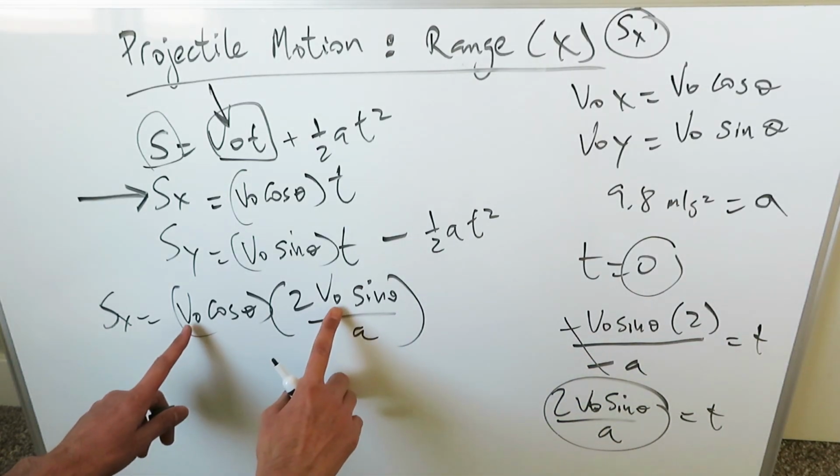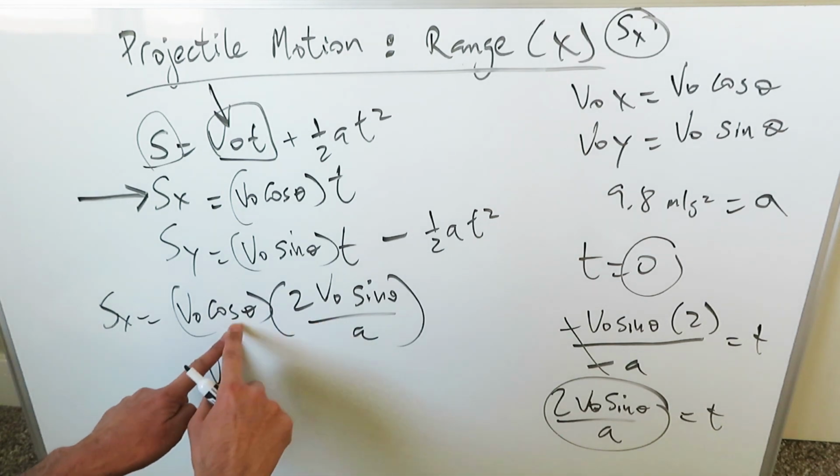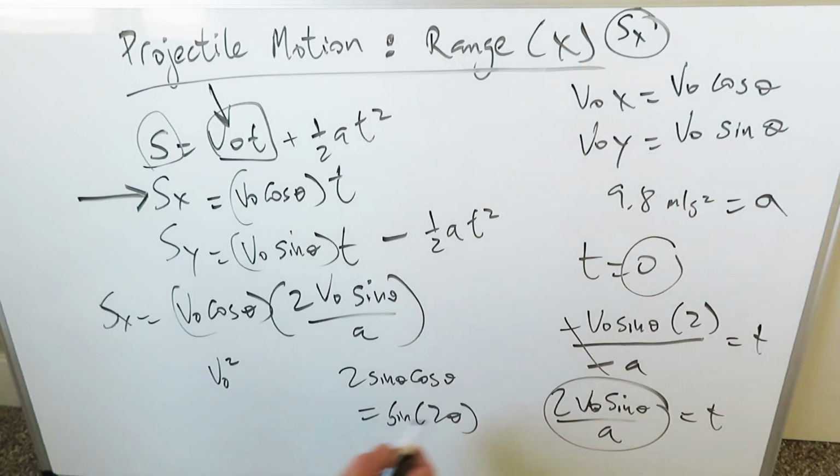You have 2 initial velocities, which will become initial velocity squared. I have a 2 cosine theta sine theta. Think about your trigonometric identities. I have 2 sine theta cosine theta, which is no different than sine 2 theta. It's a double angle formula: sine 2 theta is equal to 2 sine theta cosine theta.